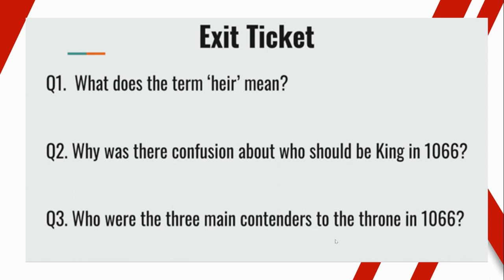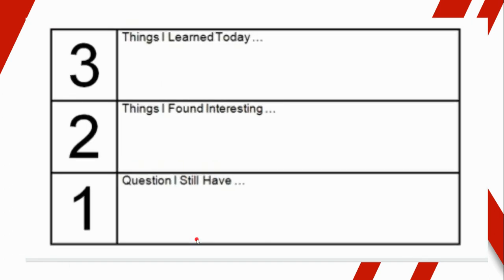One way that you can do that is through an exit ticket. What does the term heir mean? Why was there confusion about who should be king? And who were the 3 main contenders to the throne, right? So these types of questions can be powerful. Maybe you're asking them specific content questions, or maybe you're going to have them do a 3-2-1 reflection.